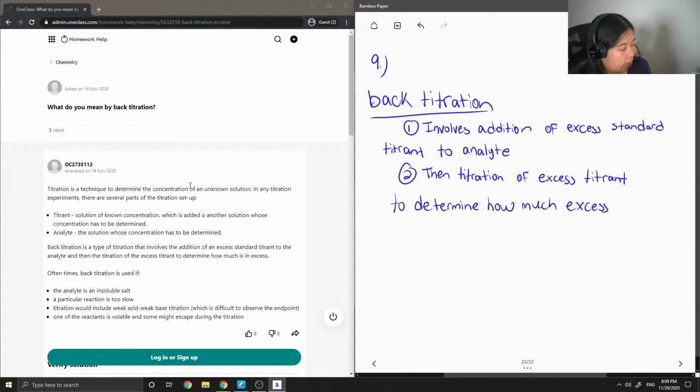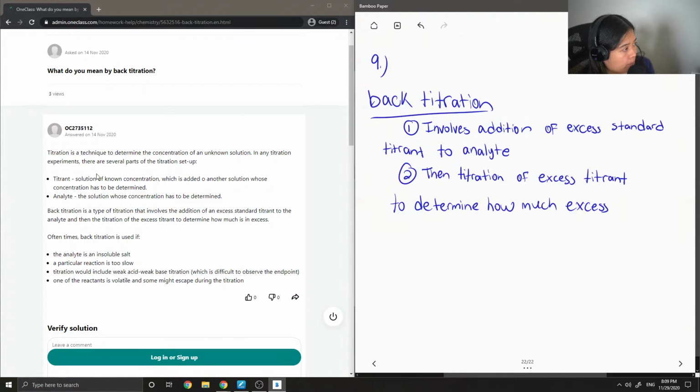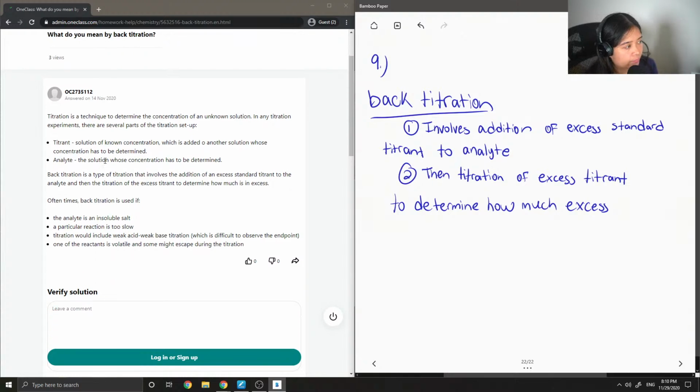Okay, so let's see what the junior tutor said. Titration is a technique to determine the concentration of an unknown solution. In any titration experiments, there are several parts of the titration setup. The titrant is the solution of known concentration, which is added to another solution whose concentration has to be determined. The analyte is the solution whose concentration has to be determined.